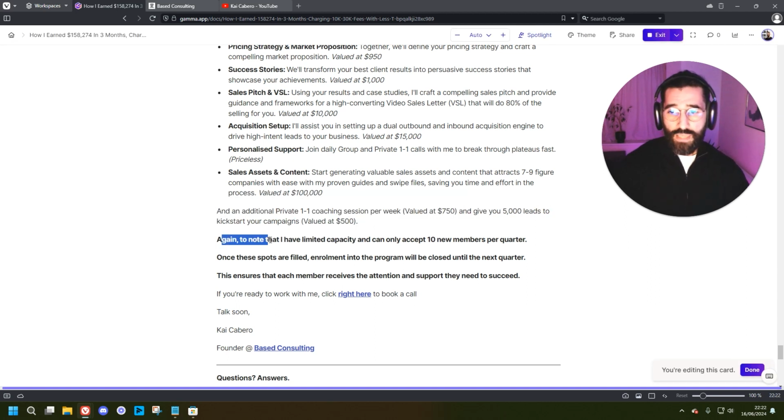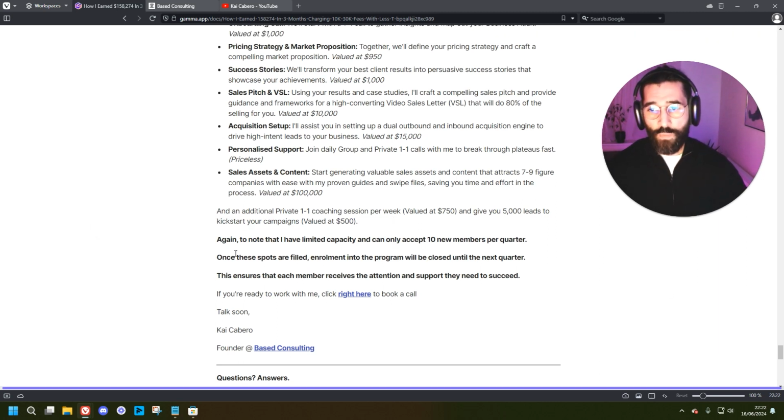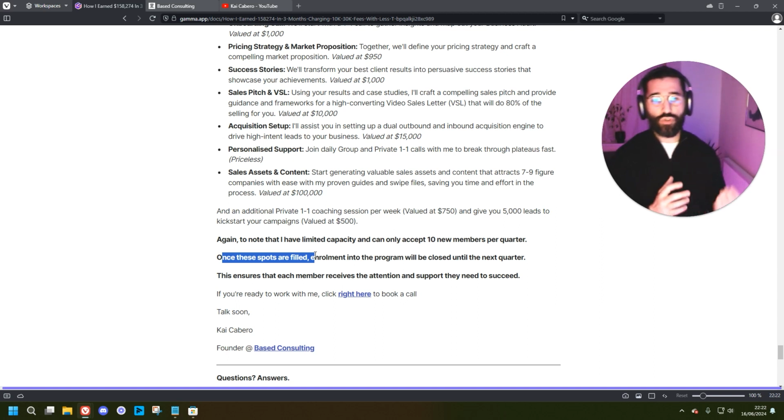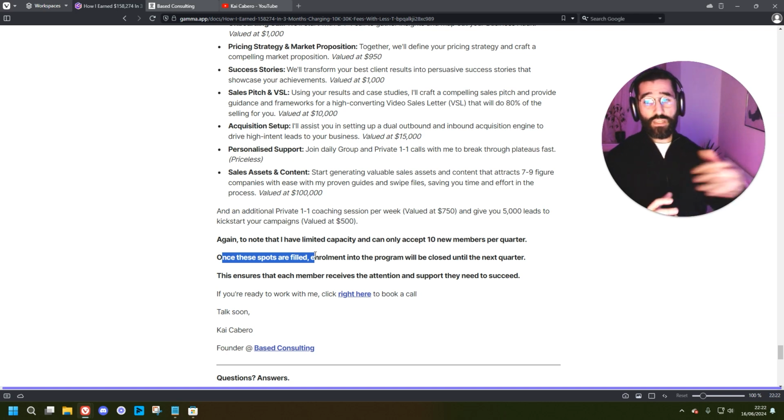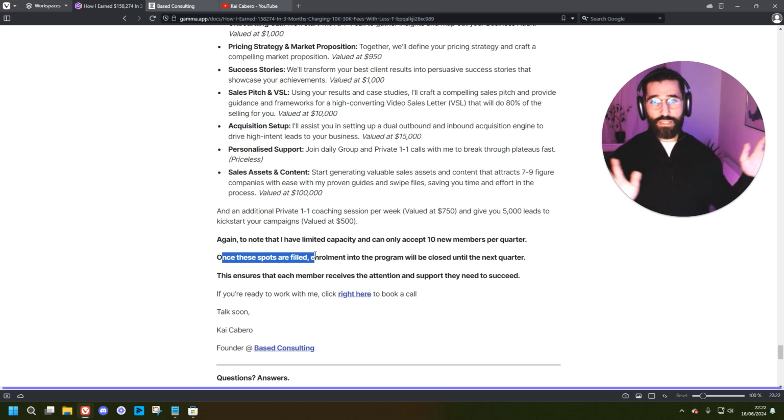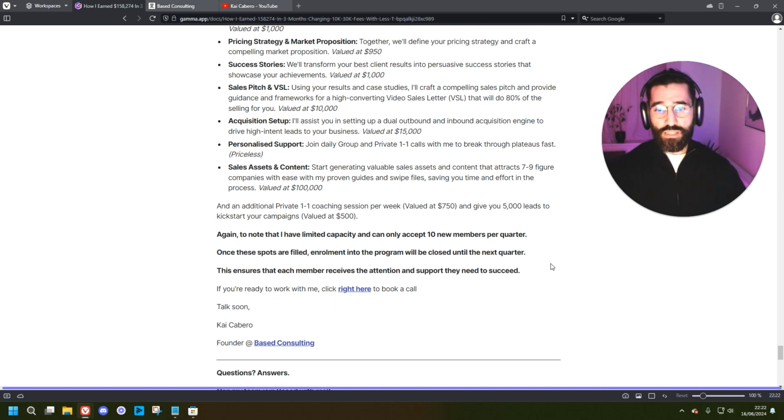Again, just to note that I have limited capacity and I can only accept 10 new members per quarter. So once these spots are filled, guys, enrollment into the program will be closed until the next quarter. So if you join in July, or if you join in August, for example, if you hit the button right now, if you join this month, once these spots are filled, they're just completely gone. You can't come back in, okay? Sorry, you can't get a seat, right? This ensures that each member receives the attention and support they need to succeed.